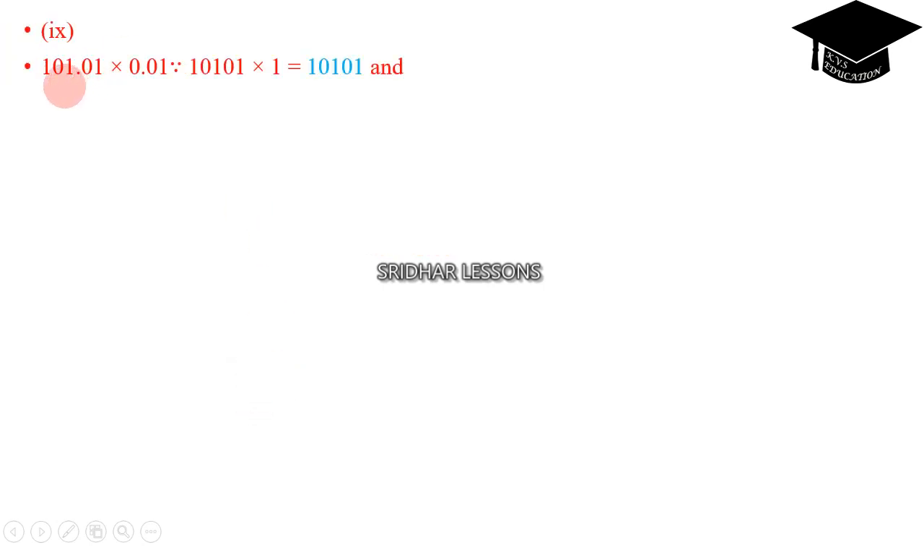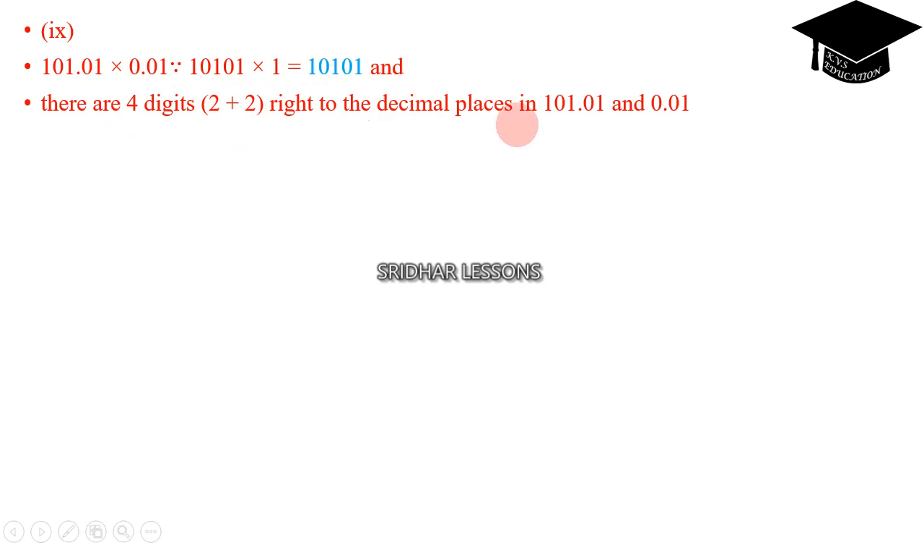Question number 9. 101.01 into 0.01. We know the value of 10101 into 1 is equal to 10101. But how many digits are there? Four digits right of the decimal places in 101.01 and 0.01. So the value can be written as 1 point, and after the decimal we have to have four places, 0101.